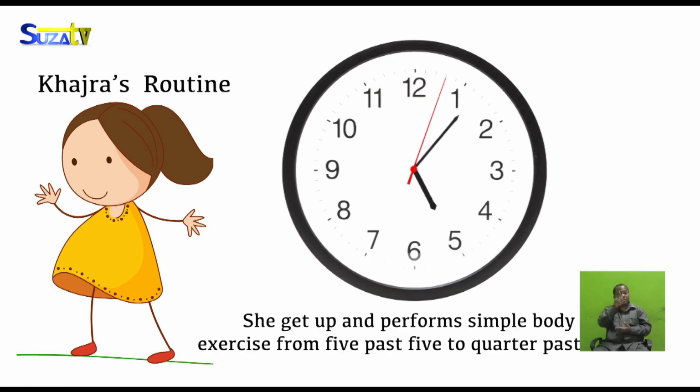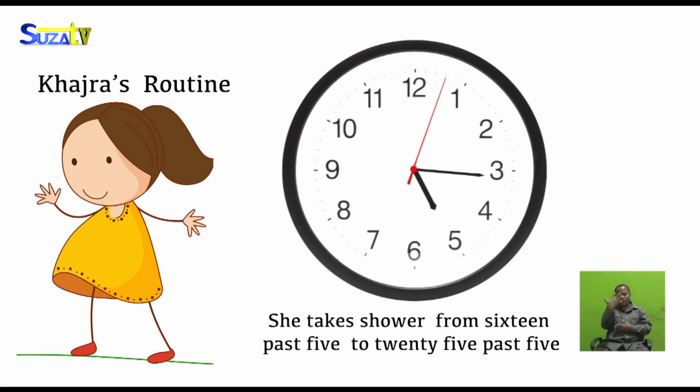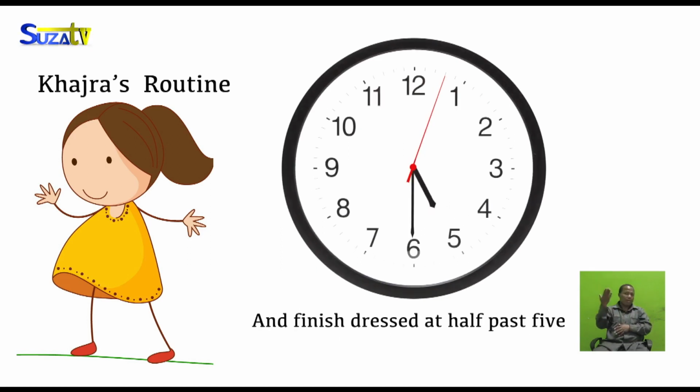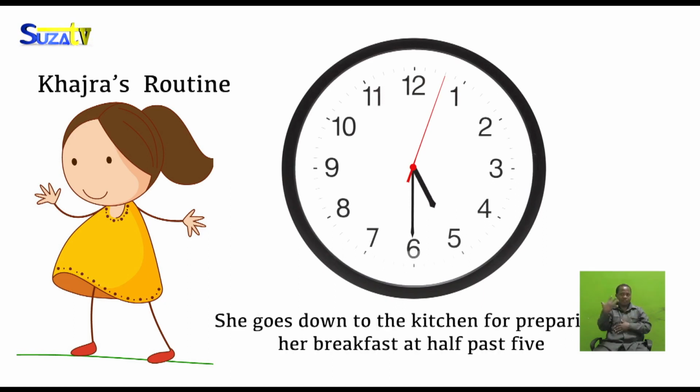She gets up and performs simple body exercise from 5:05 to 5:15. She takes a shower from 5:16 to 5:16. And she finishes dressing at 5:30. She goes down to the kitchen to prepare her breakfast at 5:05.